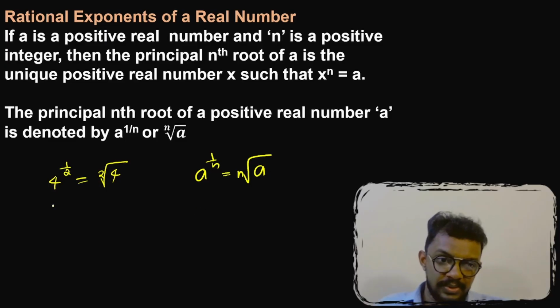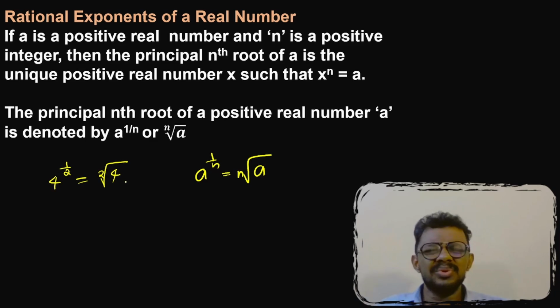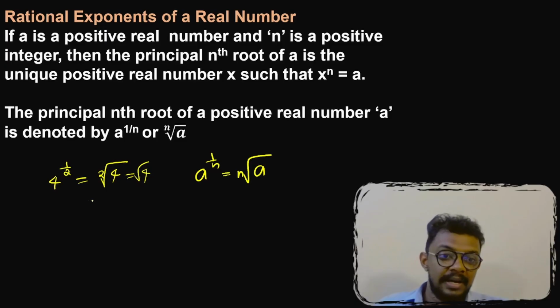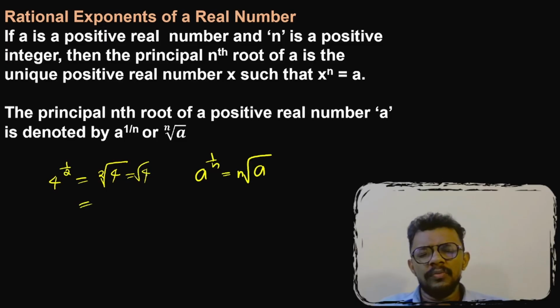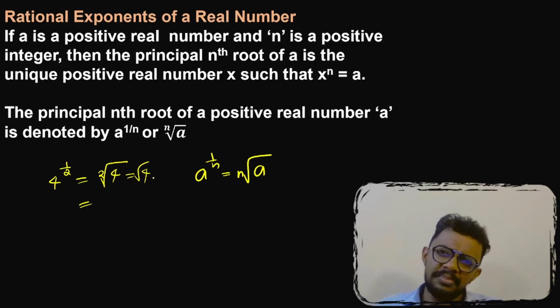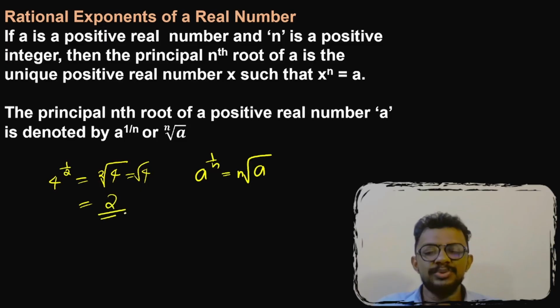So 4 raised to 1 by 2 is the 2nd root of 4. Basically, the 2nd root of 4 we just call root 4. We don't usually write 2 if it is 2. Root of 4 means square root of 4, or the second root of 4. Now what is the meaning of root 4? For some number, its power 2 or square is 4. Which is the number? Yes, the answer is 2. 2 raised to 2 is 4.